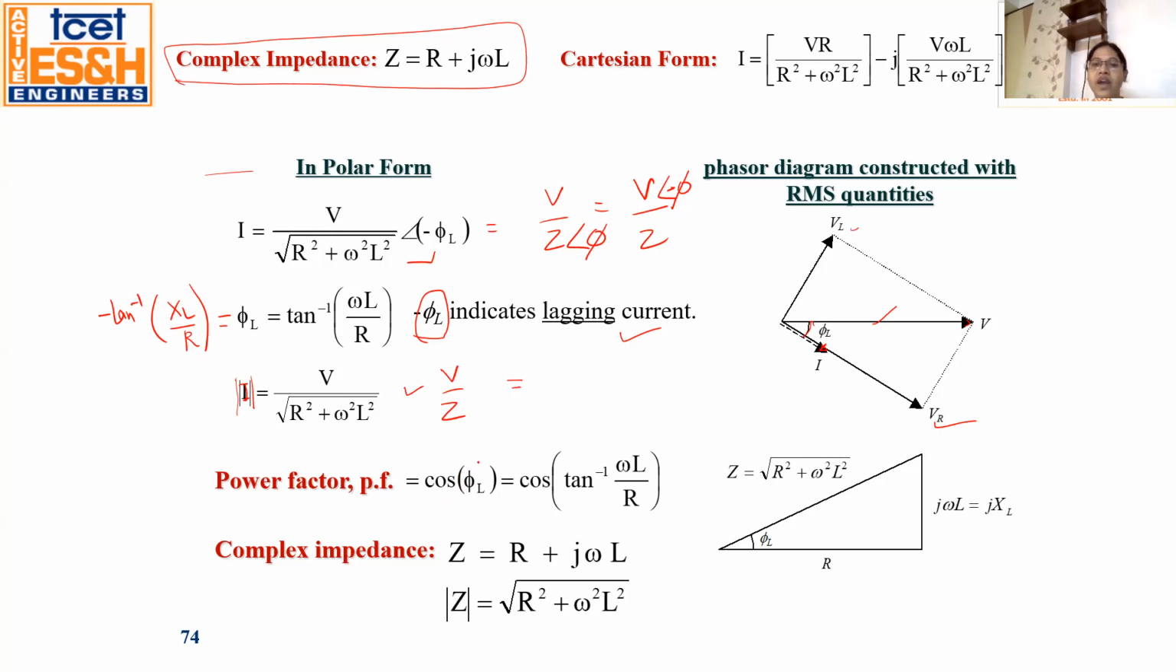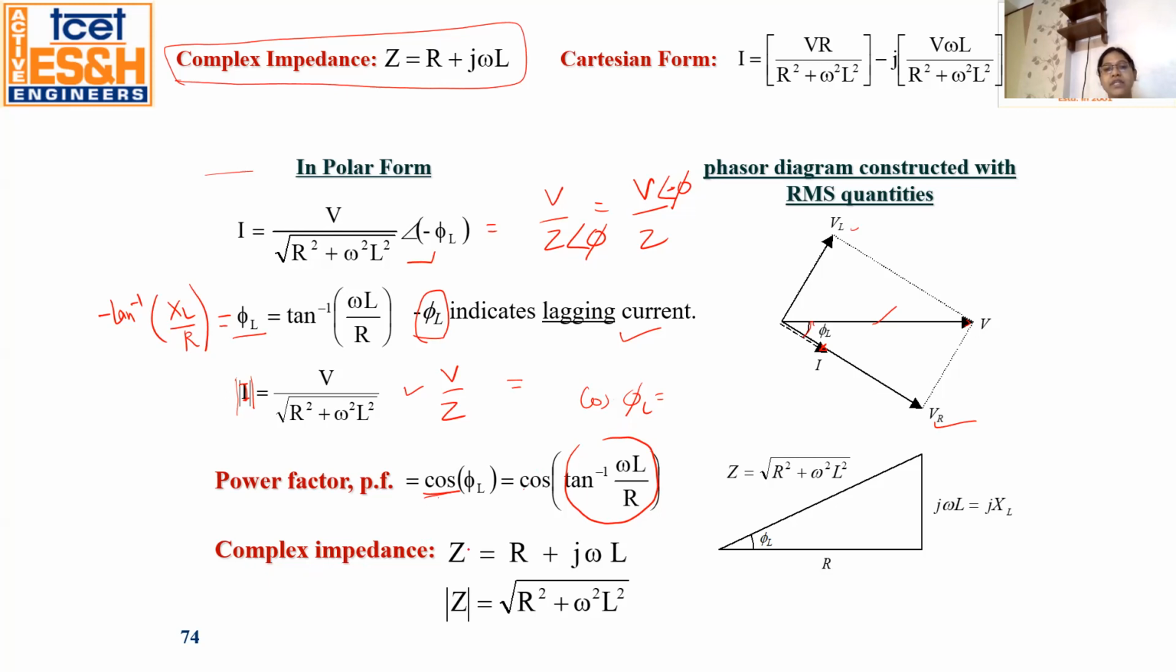Now cos phi, you can also calculate here. You see that this is phi L, and phi L is tan inverse of omega L by R. So for calculating cos phi L, you take the cos. You will get cos phi. Cos phi is the power factor, and we will discuss it later also.